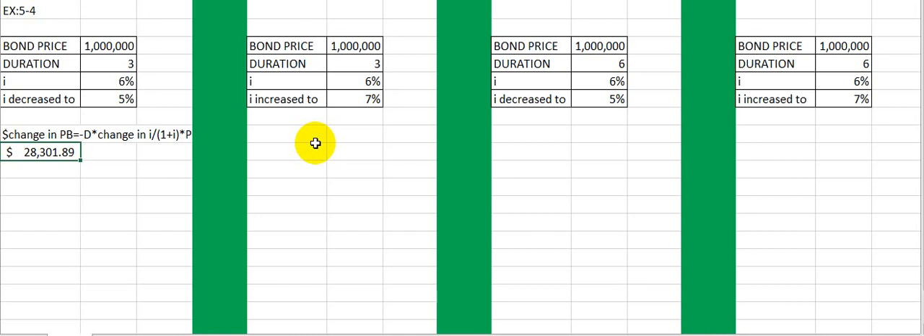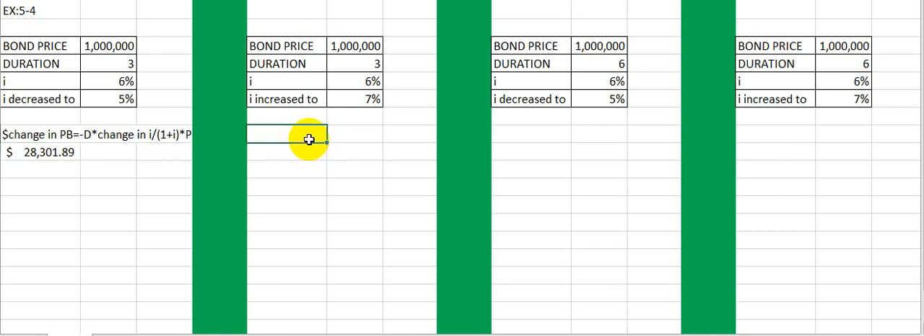which is a perfect indicator that there is a negative relation between the interest rate change and the price of the bond. There is an inverse relation between interest rate changes and the price of the bond. If interest rate decreases, the price of the bond will increase, and vice versa.